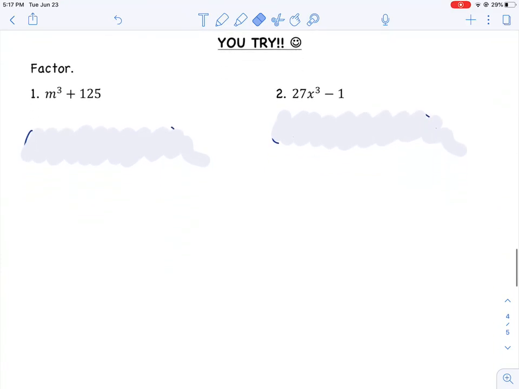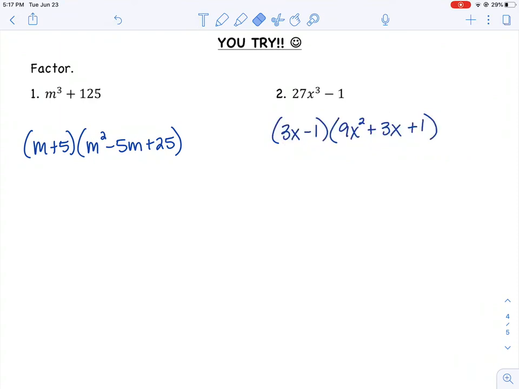All right, take a few minutes, try these two, and then check your answers with mine when you're done. All right, this first one is a sum of cubes. You should end up getting an m plus 5, and then an m squared minus 5m plus 25. The second one, there's no GCF. It looks like it's a difference of cubes. You should have factored this one into a 3x minus 1, and then a 9x squared plus 3x plus 1, making sure that you have a 9x squared as the first term in the second parentheses.